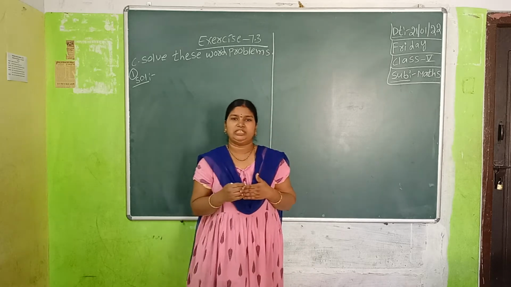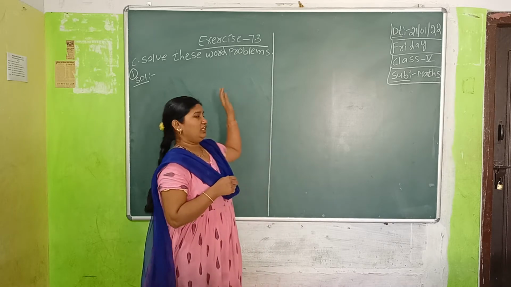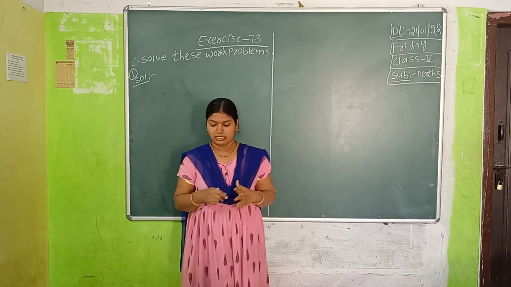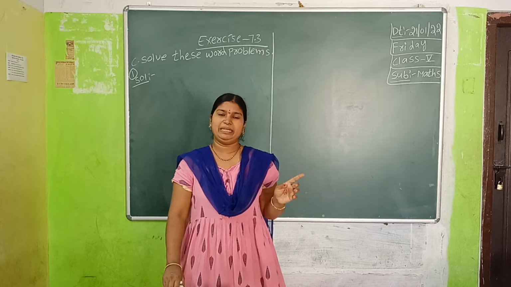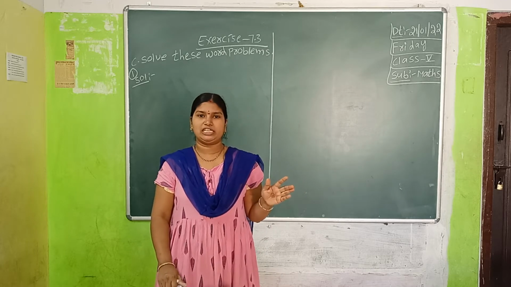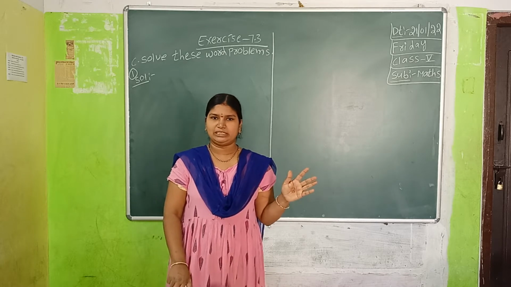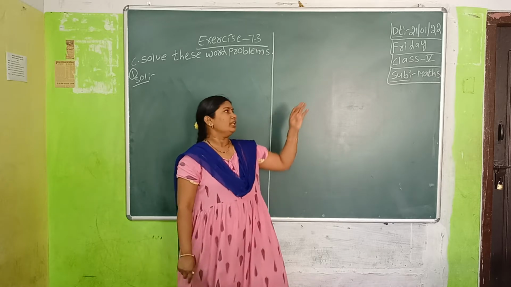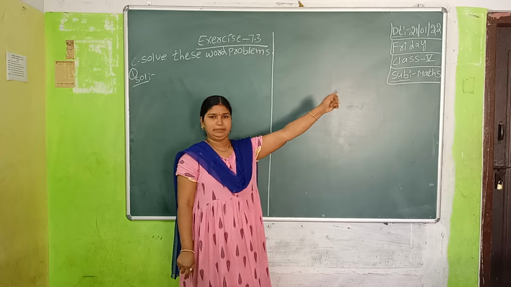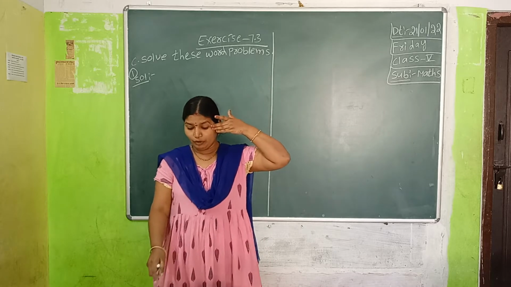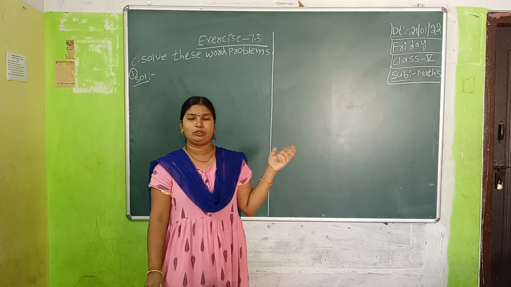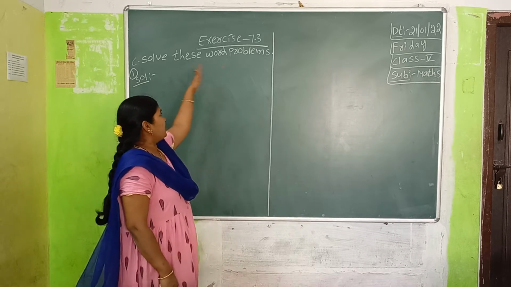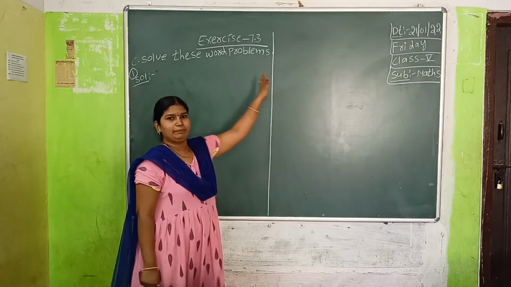Okay. Based on this, in exercise 7.3 we have some word problems. Already before the holidays we started and completed some. In your class you have to write down continually. Write down today's date and day and open your textbook page number 128. In that exercise 7.3 we have some word problems.